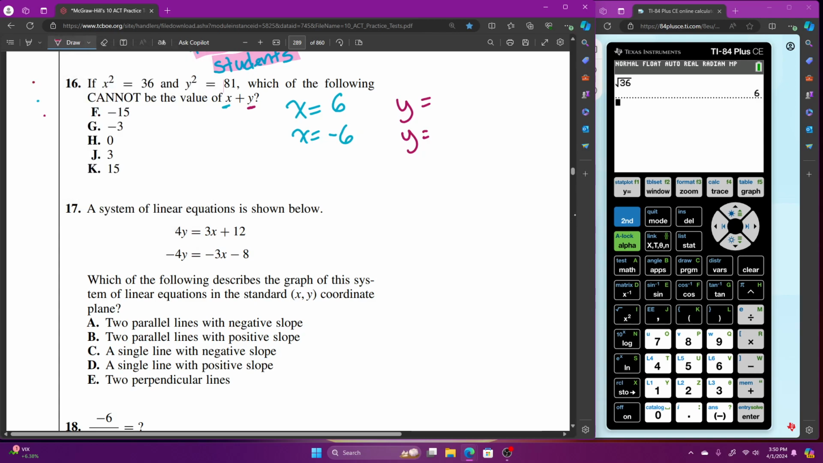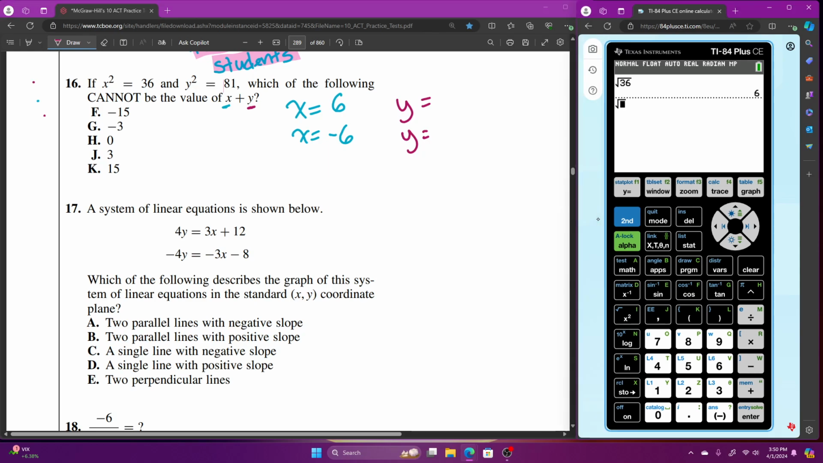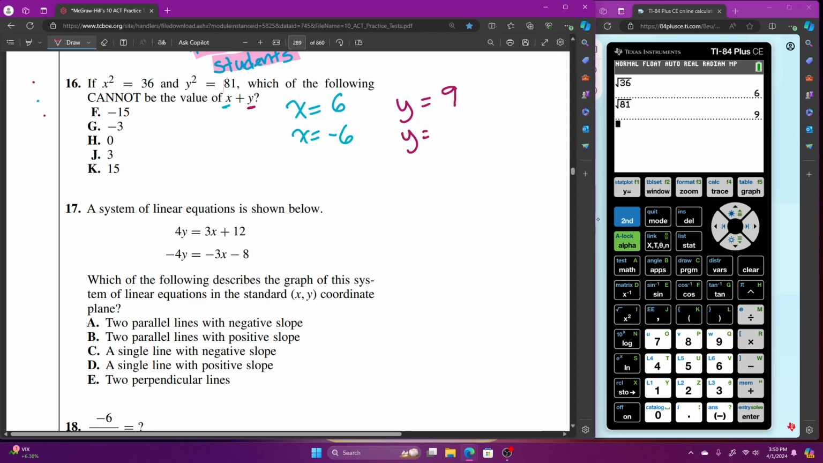Then our y's. If y squared equals 81, then y equals, find the square root of 81. 9, or, you got it, negative 9. And now we have to say which of the following cannot be the value of x plus y. So we got to use these values for x, these values for y. Can we make a negative 15 out of an x and a y? Yes. Negative 6 plus negative 9. X plus y. Can we make negative 3? Yes. 6 plus negative 9.